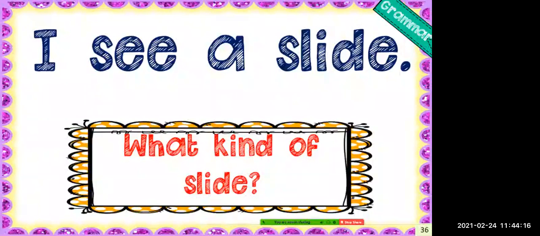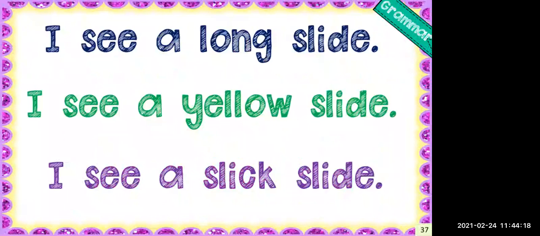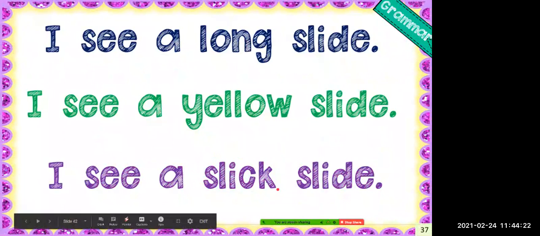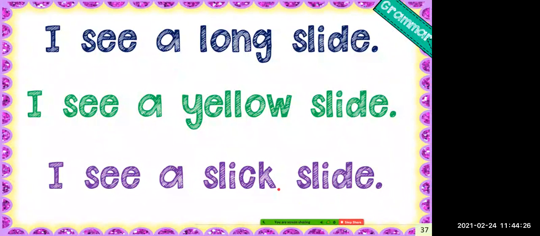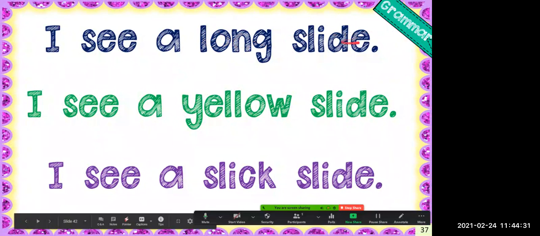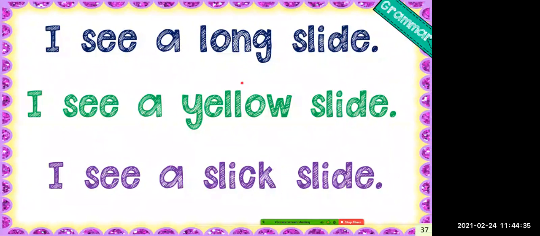I see a long slide. I see a yellow slide. I see a slick slide. So long is describing the slide. Yellow is describing the slide. And slick is describing the slide.